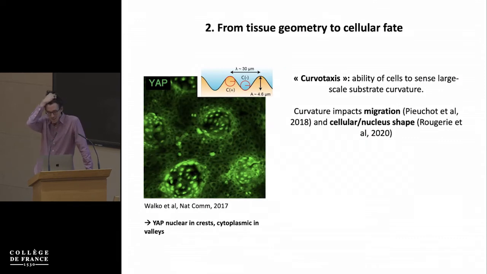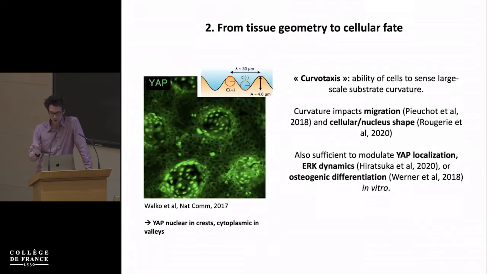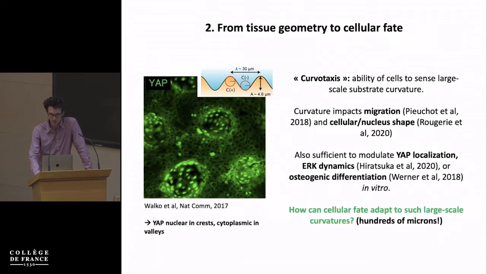And for me, this is rather remarkable because you see this is one cell here in green. So these cells are reading pretty large-scale information, right? These are curvatures of hundreds of microns, and they're able to know their curvature in a really sharp domain, pretty incredibly, right? And this is actually something that's emerging, this idea of curvotaxis, that cells are able to sense really quite large-scale curvatures, both in vitro and in vivo. And there's, again, a lot of data that shows that it can control migration, cellular shape, YAP localization, but also a number of differentiation and cell fate properties in vivo. And so the question I really wanted to ask was, how can cellular fate now adapt the reverse feedback to large-scale curvatures?